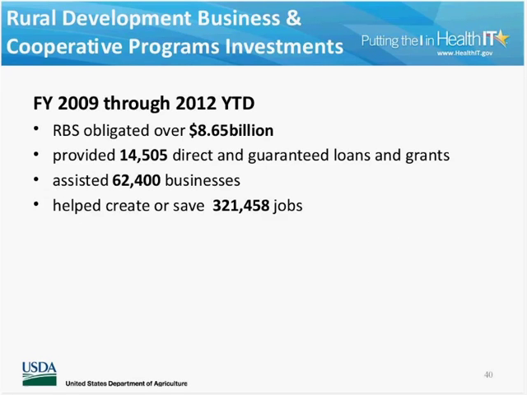When we start looking at availability of money, we'll look at what's been spent in this program from 2009 to 2012, and we see that we've had almost $9 billion available for this program. So it is a program that is well-funded, has multiple uses, and we see that we've been able to provide over 14,000 direct guaranteed loans and grants through our total programs that we have available. As you see, we've helped over 62,000 businesses, and we've created or saved over 321,000 jobs through the United States.